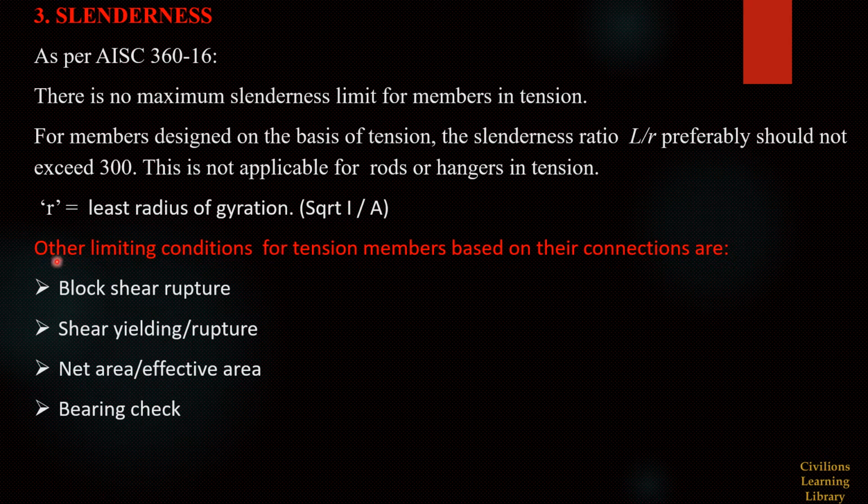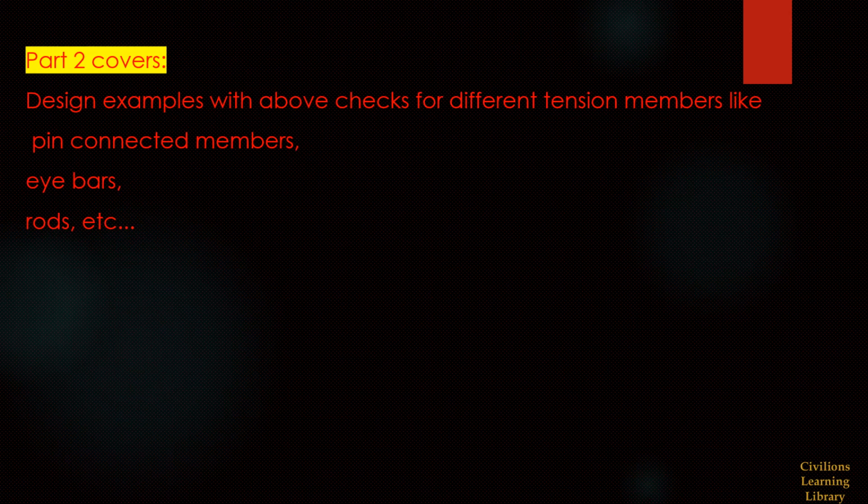And also we have to check some other limiting conditions for tension members based on the particular connections. They are listed here: block shear rupture, shear yielding or rupture, then net area, effective area, and bearing checks. So these checks we have to do while doing the tension member design based on the connection type.